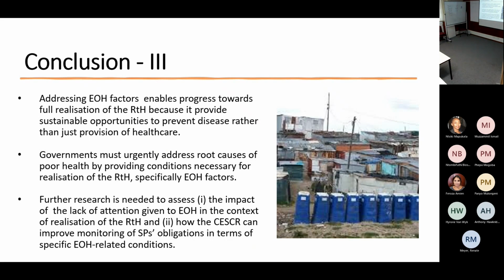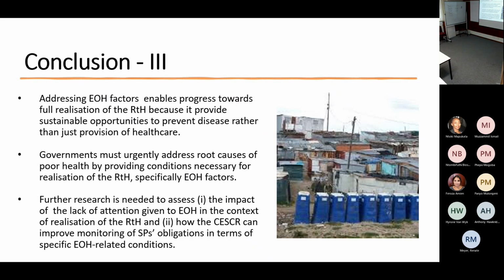And governments must urgently address the causes of poor health by providing the conditions necessary for realizing the right to health, and specifically environmental and occupational health factors, since we've already seen the opportunities they bring to help governments realize the right to health at its highest attainable standard of health.